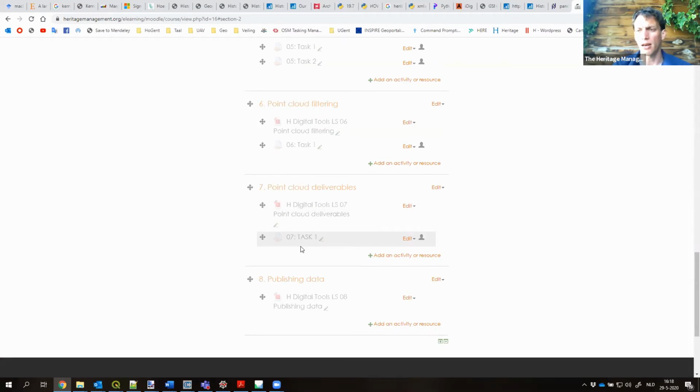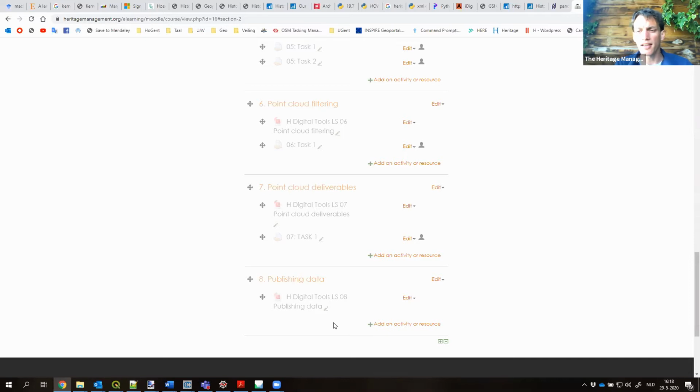So that's actually the same as the thing that we have discussed while talking about photogrammetry. So if you have a point cloud, how can you extract useful deliverables from these data? And then not only digital elevation models, but also profiles and cross sections, digitized plans, etc.